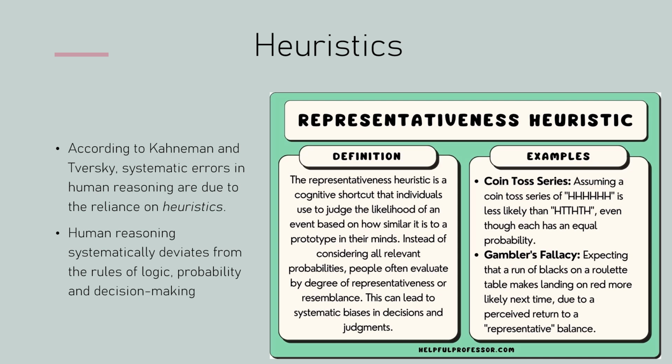So often using heuristics in this way to represent what we expect to happen, or the likelihood of an event, makes us go wrong in our systematic reasoning.